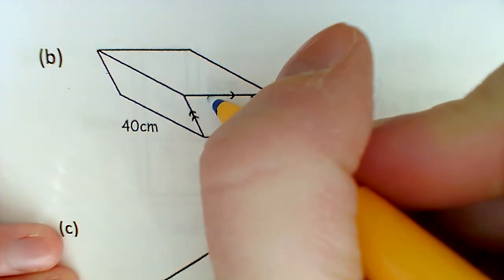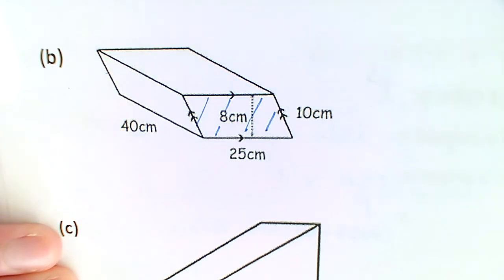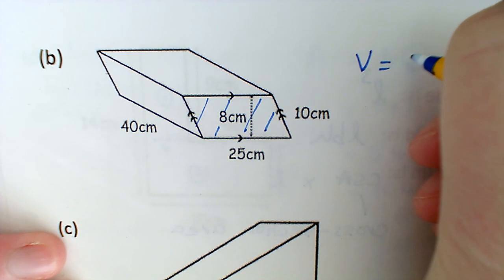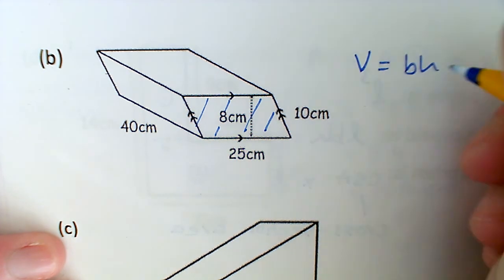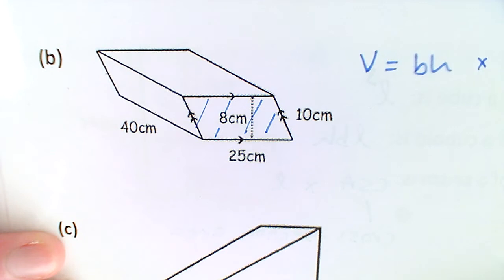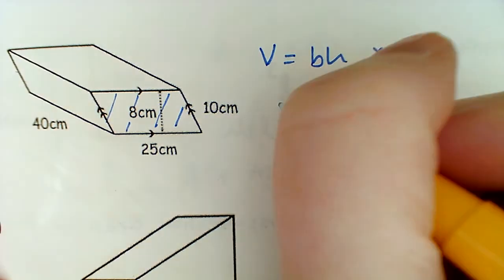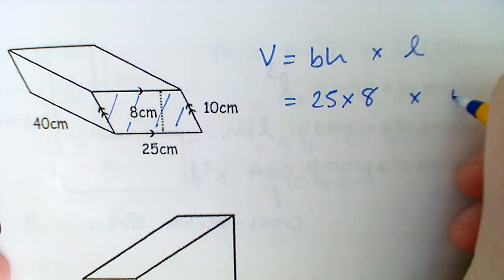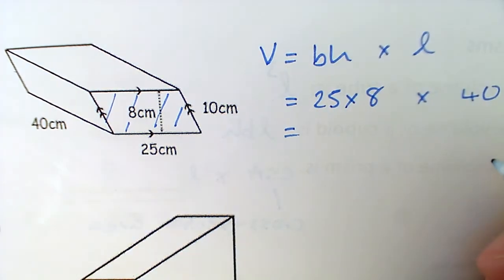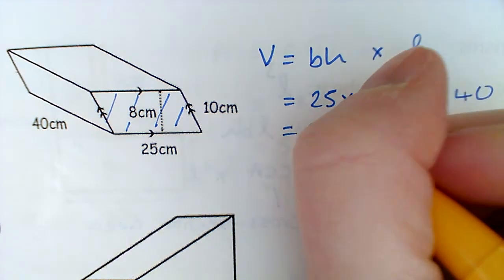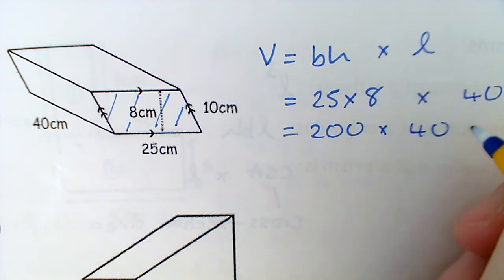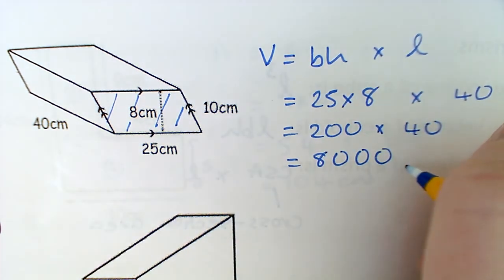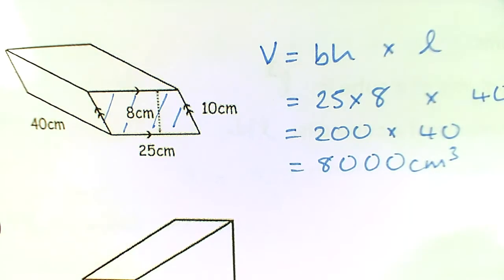Okay, our next one then, so here we've got the cross-section area is the parallelogram. So the volume is the cross-section area, which is going to be the base times the height, and then we're multiplying by the length. So the base times the height for the area of the parallelogram, the base is 25 and the height is 8, and then the length of the whole thing is 40. So the area is 200, multiplied by 40 gives us 8,000, and our units are centimetres cubed.